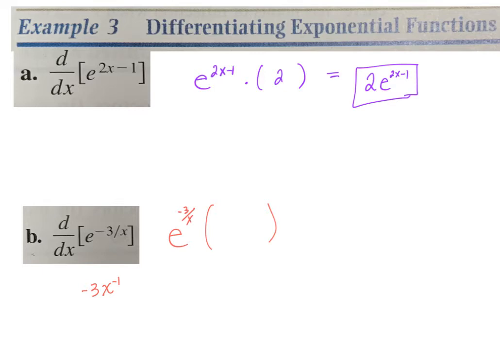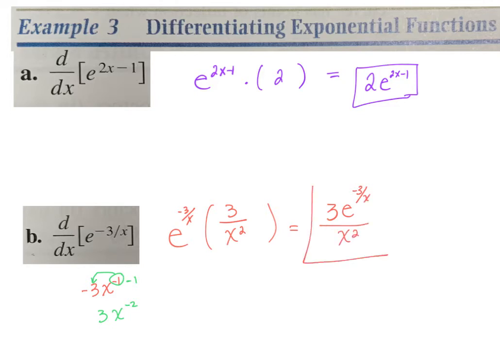So my rule here is exponent times my coefficient, that gives me positive 3, and then x, subtract 1 here to the negative 2. So then this derivative will be 3 over x squared. And of course you can just rewrite it as 3 e to the negative 3 over x squared. You just repeat the function, then take the derivative of the exponent and multiply it by that.